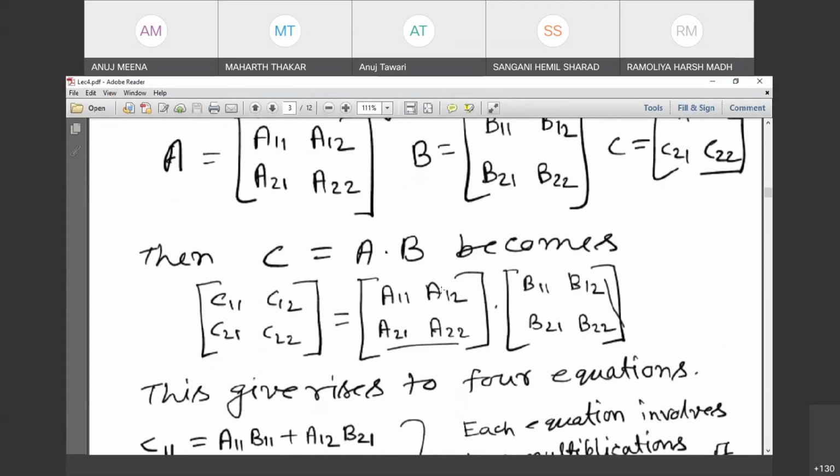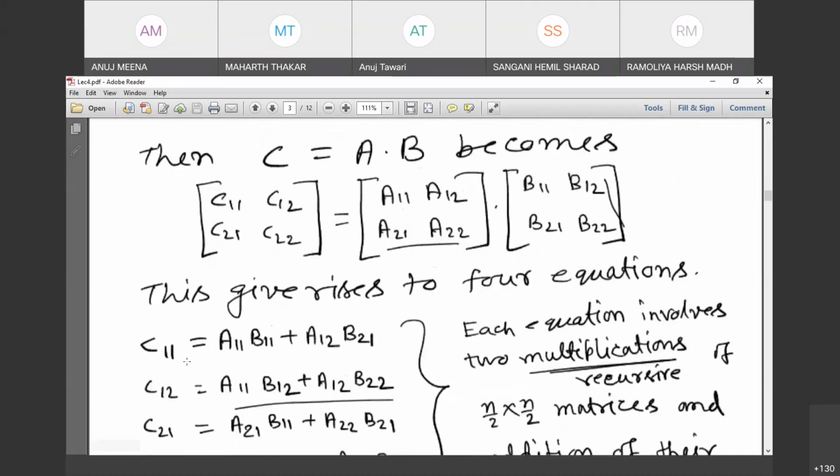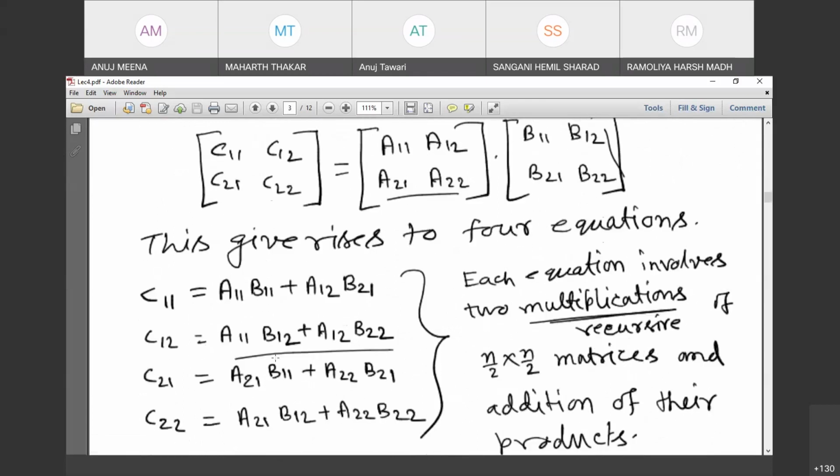So this is the way we split: A11, A12, A21, A22, and we multiply these matrices. C11 will be A11 multiplied by B11 plus A12 multiplied by B21, and so on. Evaluating this, we get these 4 equations which we need to solve. So in one step, you get the top left part of the matrix C.